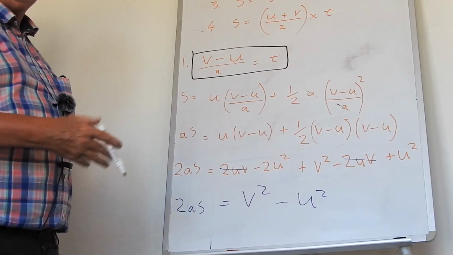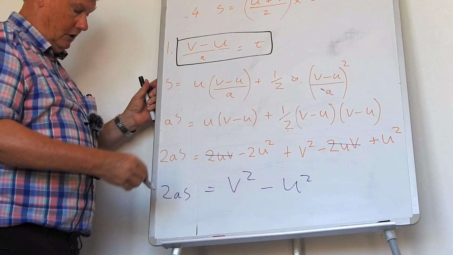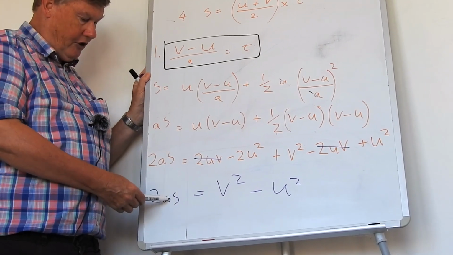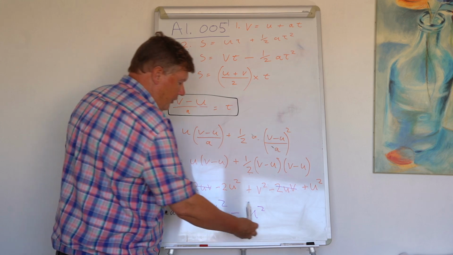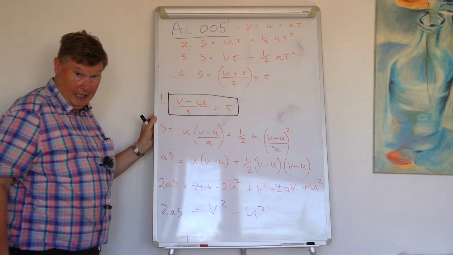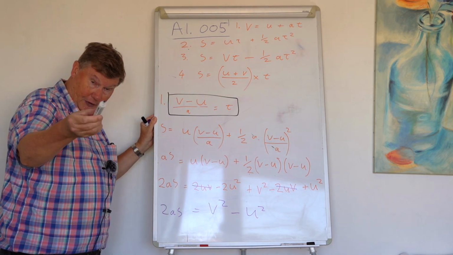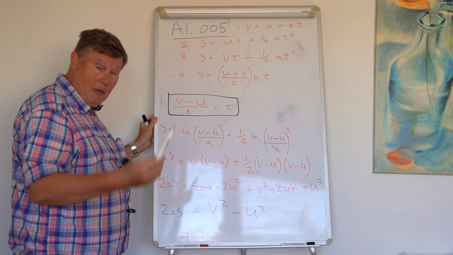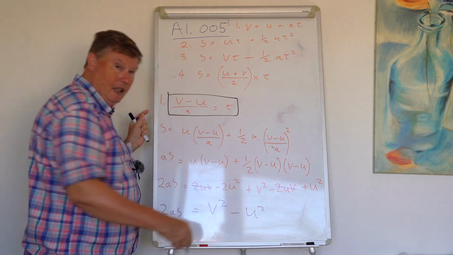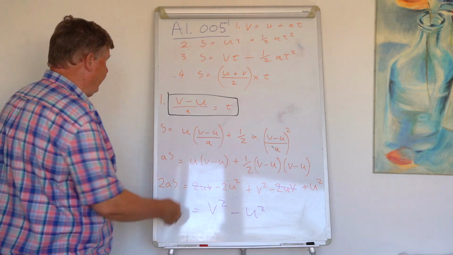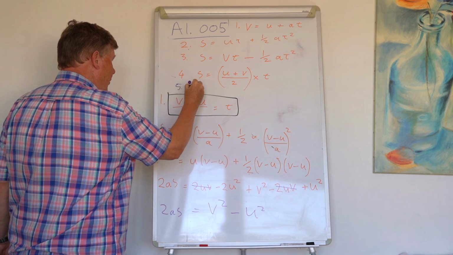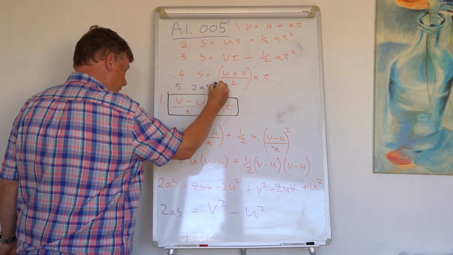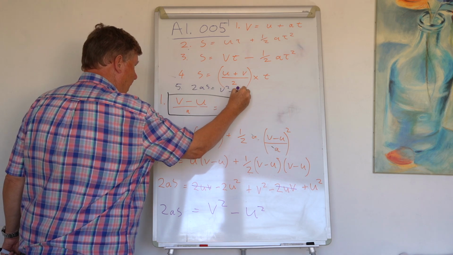And this is what I call the fifth equation. 2 times acceleration times displacement is equal to the difference between the velocities squared. Now, because velocity is a vector quantity and will be plus or minus, because we're squaring it, we're just squaring the magnitude. So this is number 5. I'll put it up here. Number 5, 2as equals v squared minus u squared.